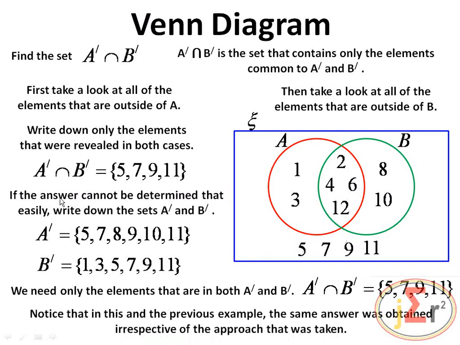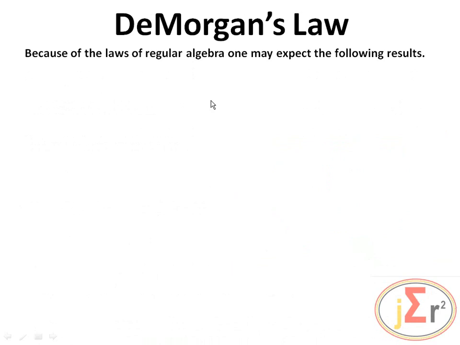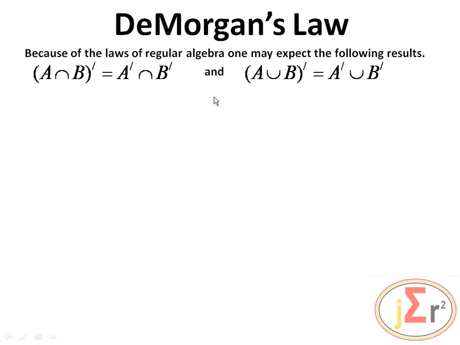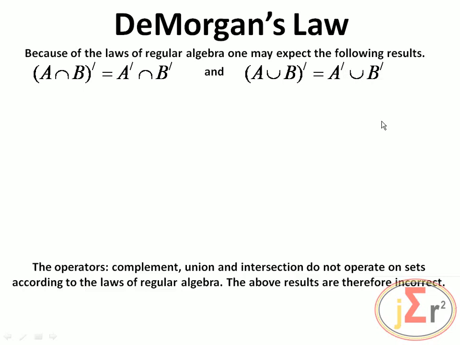Notice that in this and the previous example, the same answer was obtained irrespective of the approach that was taken. Because of the laws of regular algebra, one may expect the following result. Right? So we are using the distributive law of regular algebra, and we are saying that (A ∩ B)' is equal to A' ∩ B'. We are also saying (A ∪ B)' is equal to A' ∪ B'.